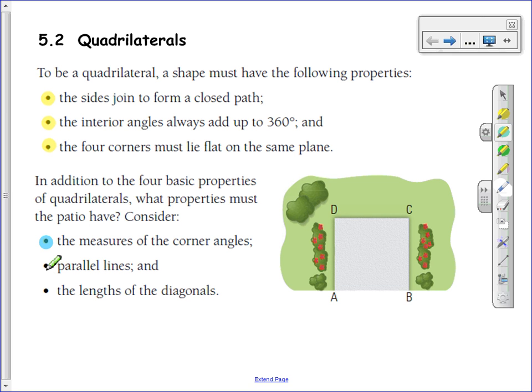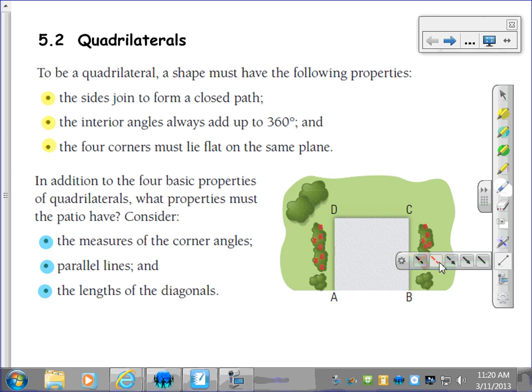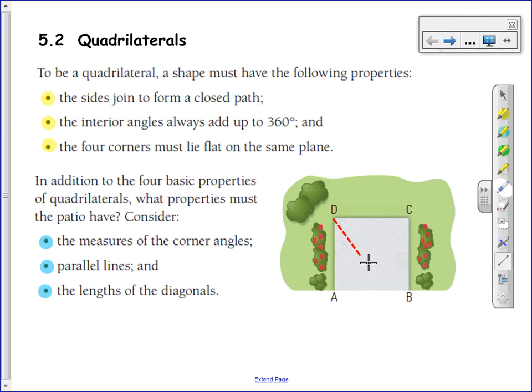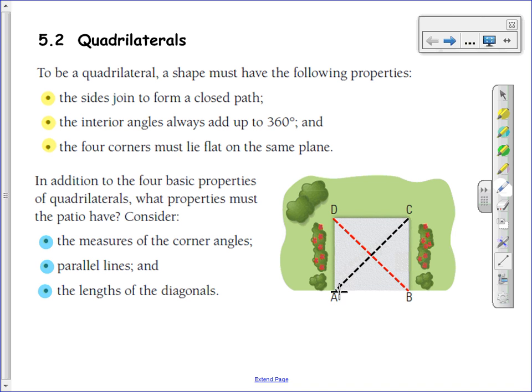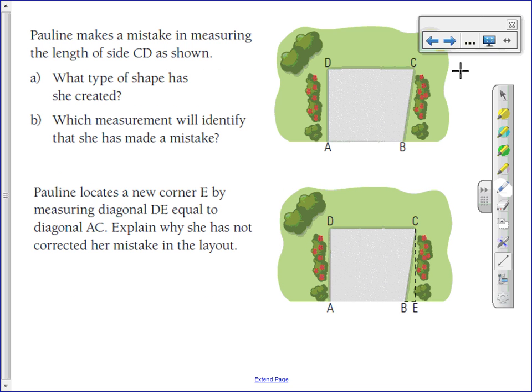What are the sides that are parallel, or opposite sides that are parallel? And also the diagonals. And if we look at this picture here, a diagonal would be from corner to corner. So there's a diagonal from D to B, and there's a diagonal from C to A, and you'll see that in your definitions.